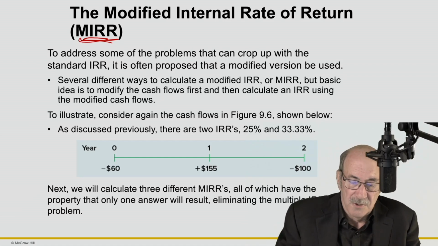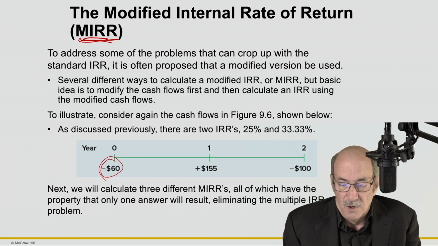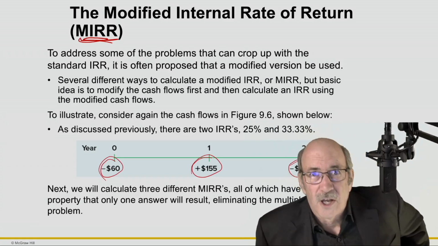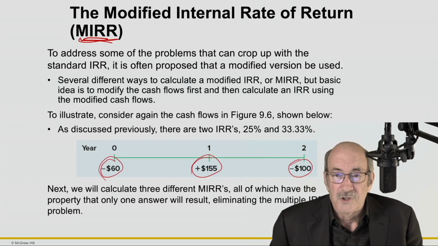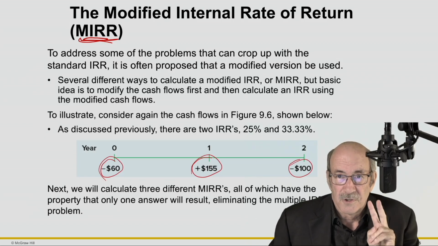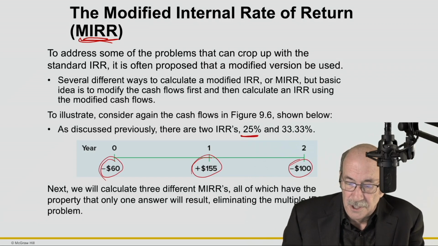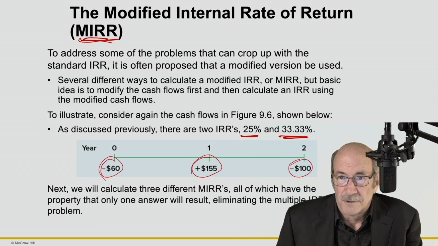All right, so here's an example. We have a cash outflow of $60. We have a cash inflow of $155 at the end of year 1, and another cash outflow of $100 at the end of year 2. So this will generate potentially 2 internal rates of return. And in fact, it turns out that it'll generate these two, 25% and 33.33%.